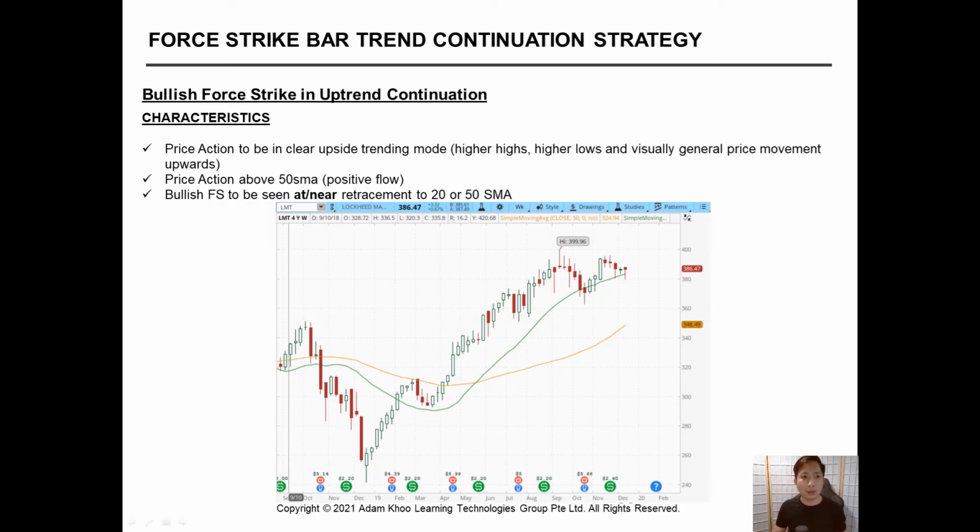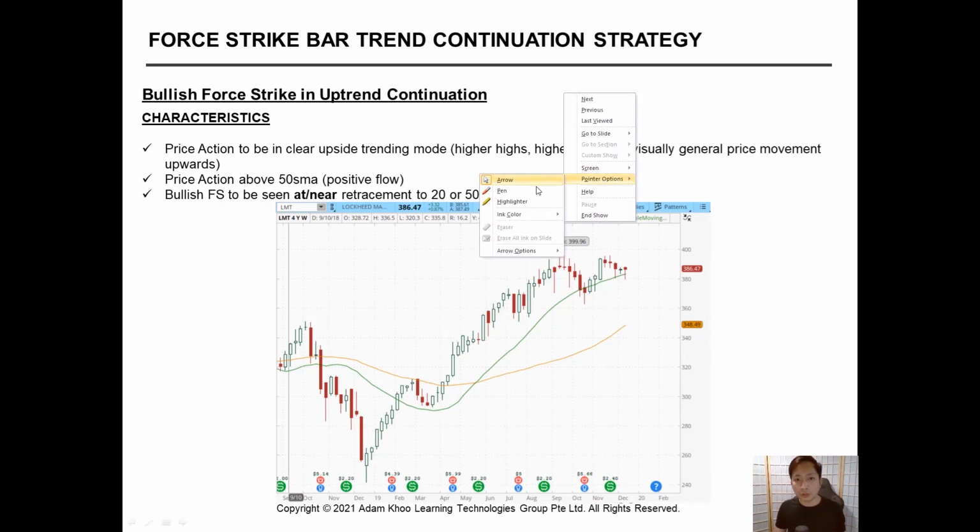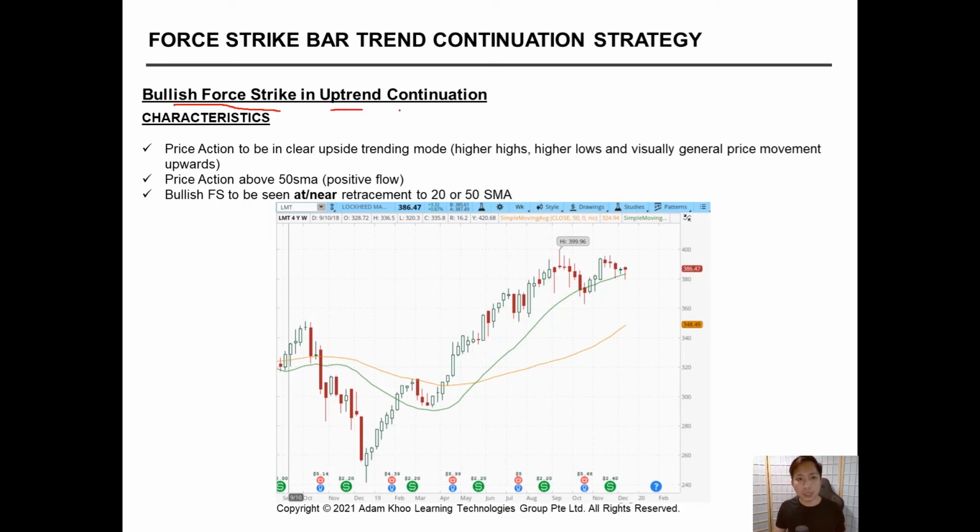For the bullish false strike, you can use it, as I mentioned, in uptrend continuation. So uptrend: price going up, trending up in a clear trending mode. You can call this higher highs and higher lows, or visually general price movement upwards. This is how we defined an uptrend in the earlier lessons.